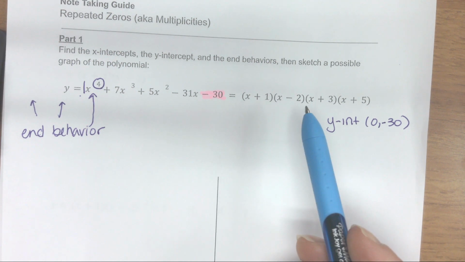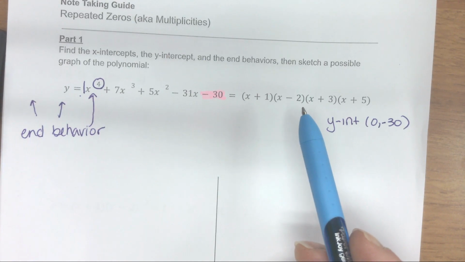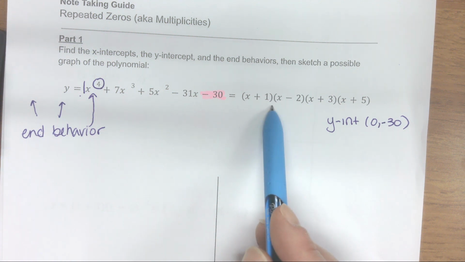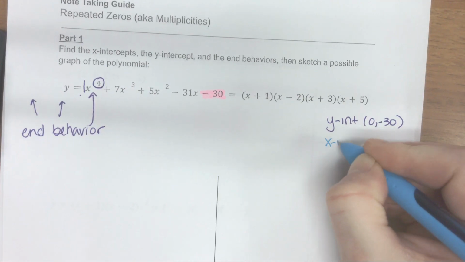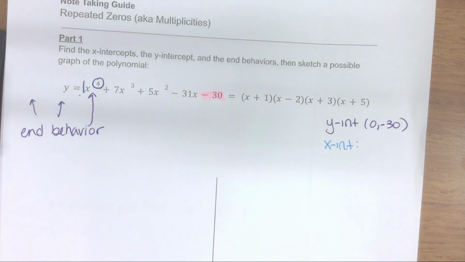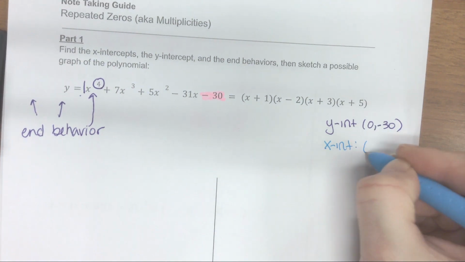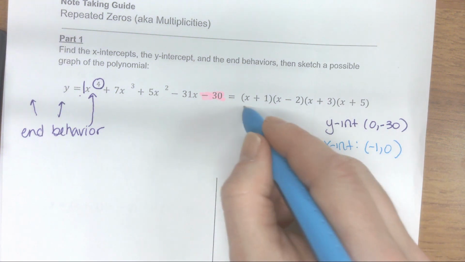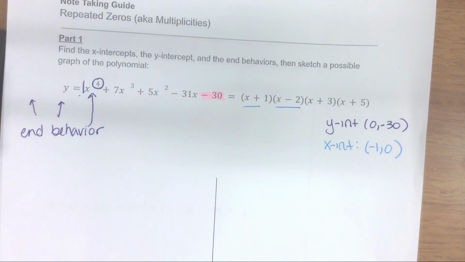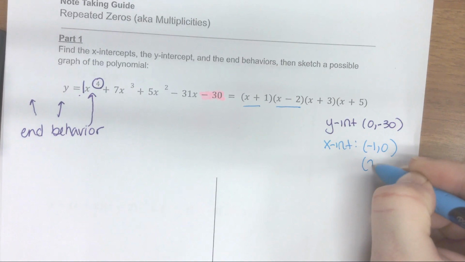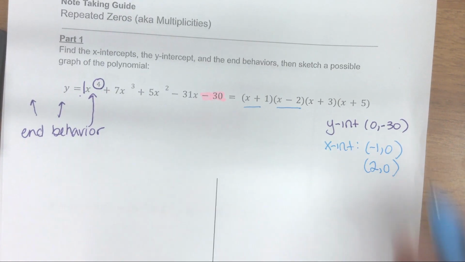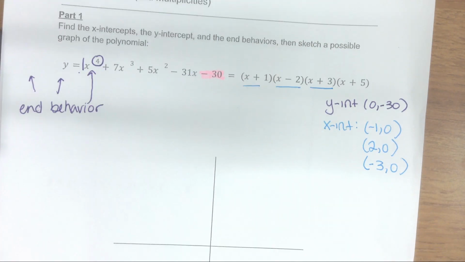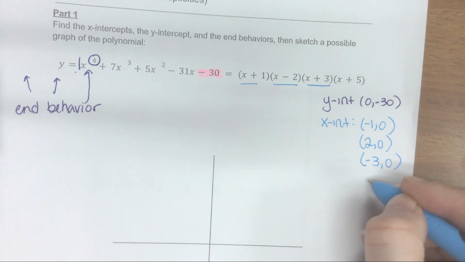Remember what we discovered. Just like with parabolas, x is a liar, or they're opposites. So if this factor is x plus 1, one of the x-intercepts would be -1, 0. All right, if we now have this x minus 2, we have also an x-intercept of 2, 0. Very good. Let's keep going. X plus 3 would be -3, 0. And then x plus 5 would be -5, 0.